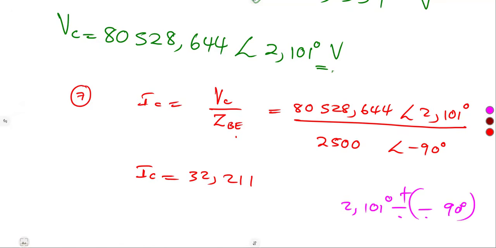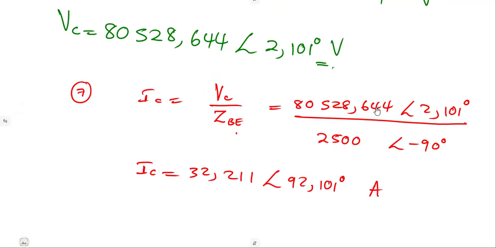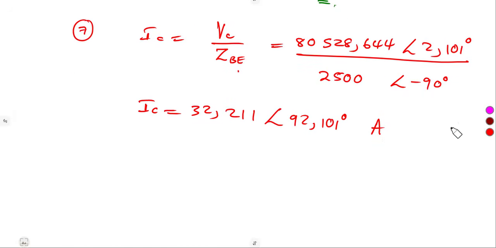Minus, so it will end up being a positive. So that will be 92,101 that you add at the end. All right, that's 101. So this is the current that we are going to have across the capacitor. Current, measured in amperes, can be written in rectangular form. As we understand, we are going to add these at the end.